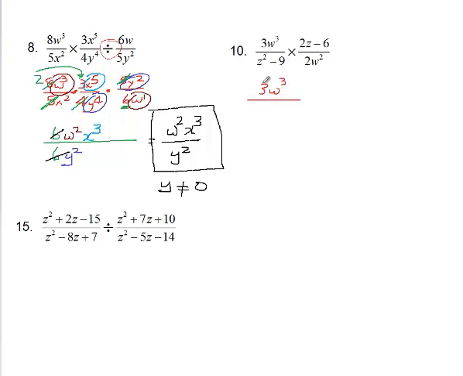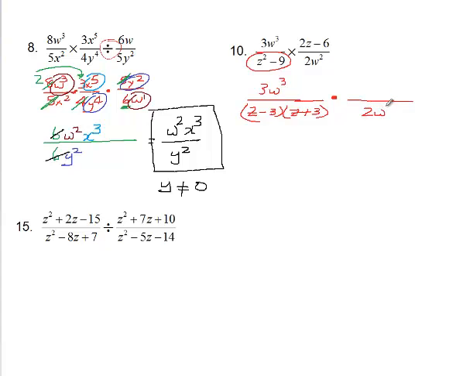Now you should start to recognize this. You should be able to recognize z squared minus 9. That's the difference of 2 squares. It's going to factor to z minus 3, z plus 3, and we've done that factoring before. Multiply by, and again I'll change it to a dot. Don't want to make any confusion here.